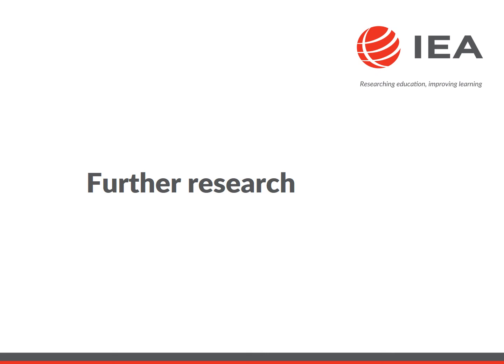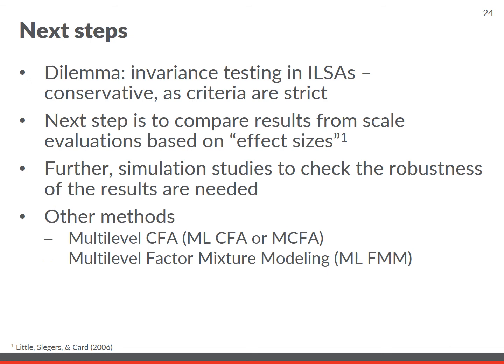This last point from the previous section leads into our first point in this section, further research. At present, the invariance criteria are relatively strict. In further research, we intend to examine what criteria allows for meaningful decisions about the comparability of groups and ILSAs. To this end, we plan to examine invariance testing using effect size approaches. We also hope to pair this with simulation studies to evaluate the robustness of results. In addition, there are other methods we could explore, such as multi-level CFA, which accounts for the nested structure of the sampling design, and multi-level factor mixture modeling, which creates latent classes of groups, allowing for comparisons of group latent variable means within the same class, while cautioning comparisons with groups in other classes.